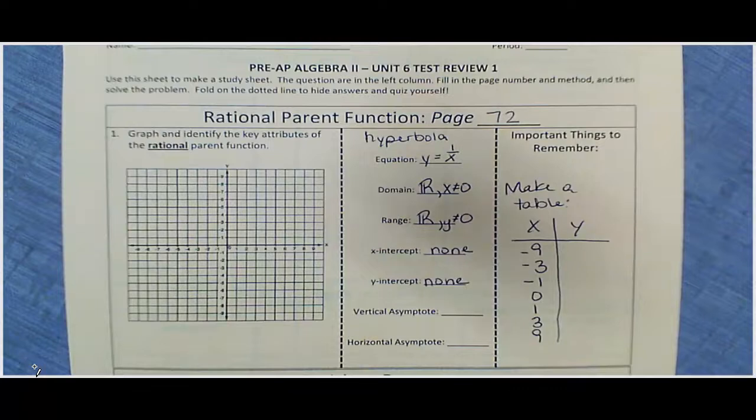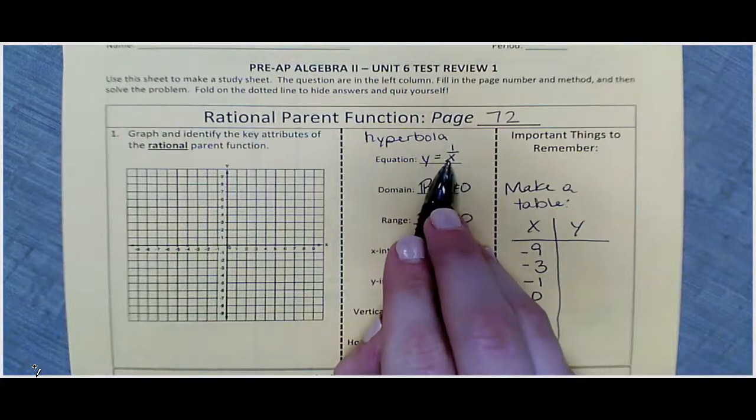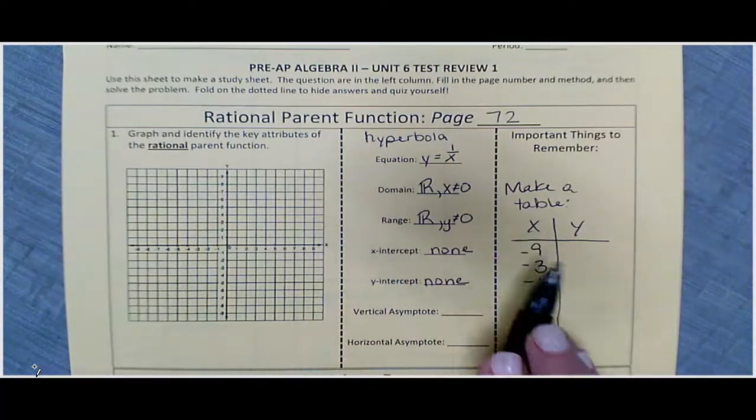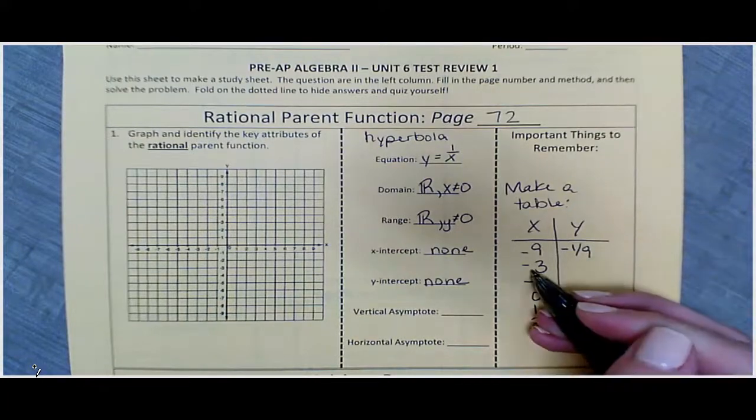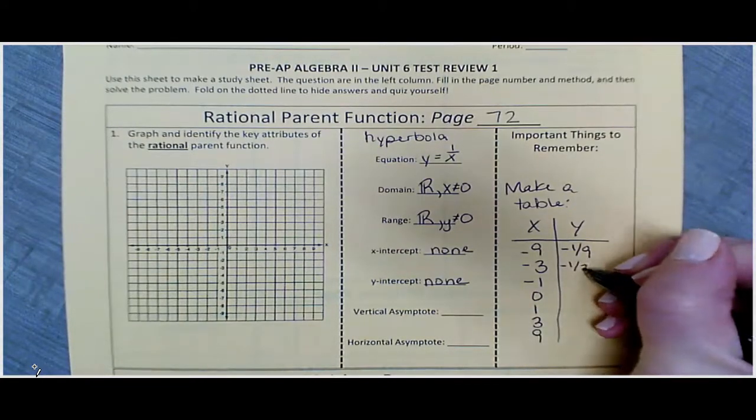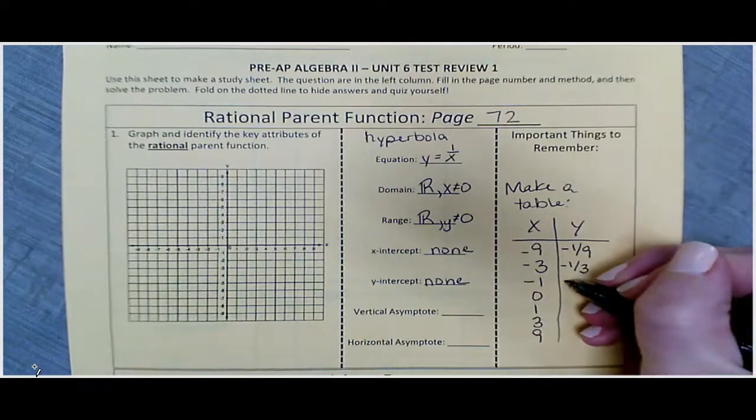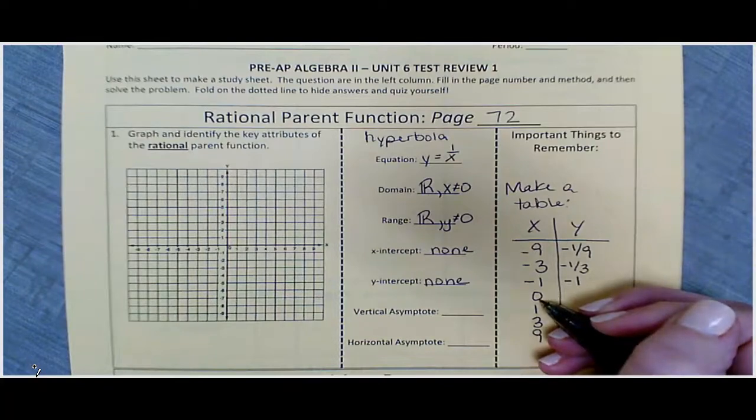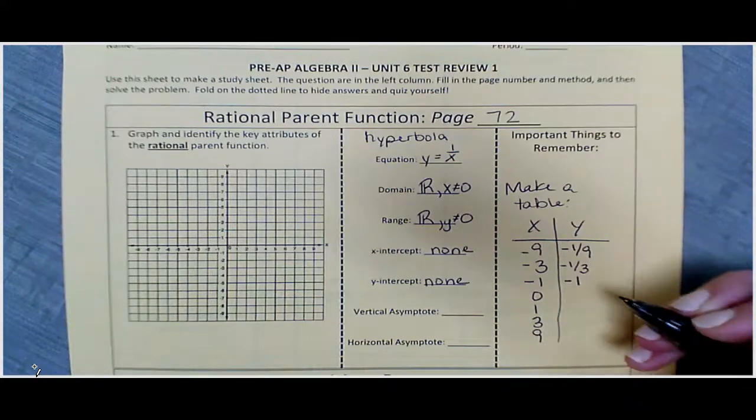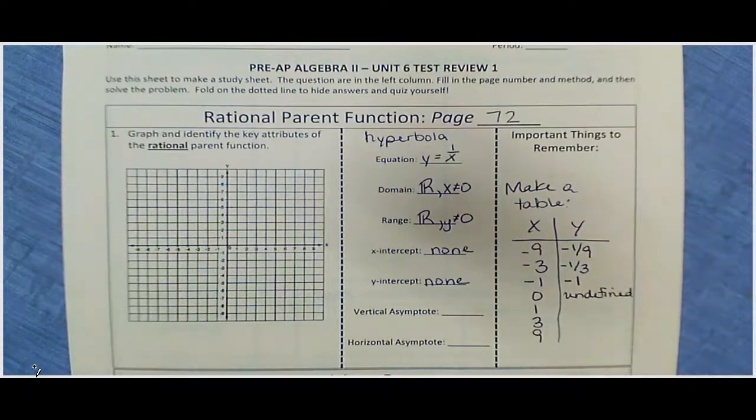And remember, when you substitute the x values into the equation for the rational parent function, the y value ends up being 1 over whatever the x value is. So if the x value is -9, the y value is -1 over 9. If the x value is -3, the y value is -1 over 3. If the x value is -1, the y value is -1 over 1, which is just -1. If the x value is 0, then the y value is 1 over 0, and you cannot divide by 0, so this is the undefined location.